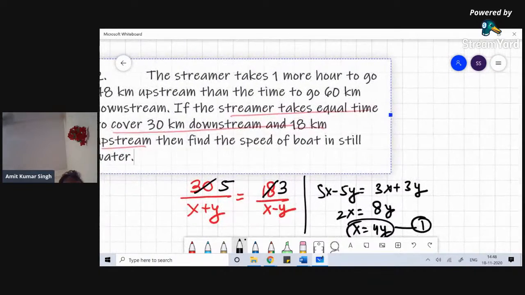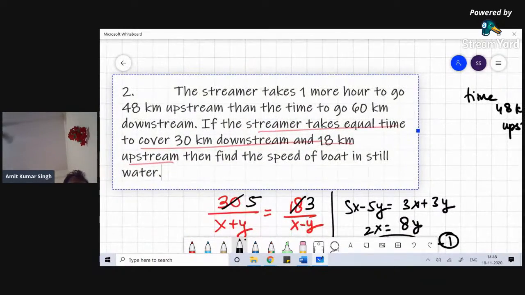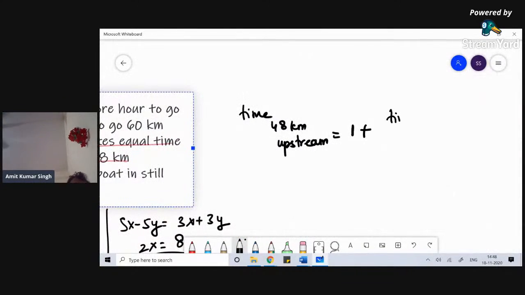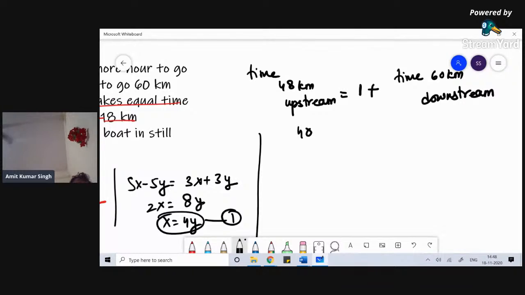Okay, the steamer takes 1 more hour to go 48 kilometer upstream. So the time to go 48 kilometer upstream is 1 hour more than the time to go 60 kilometer downstream. So that is given to you. The time to go 48 kilometer upstream is 1 hour more than the time to go 60 kilometer downstream.